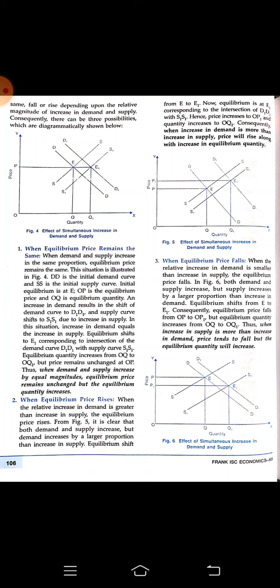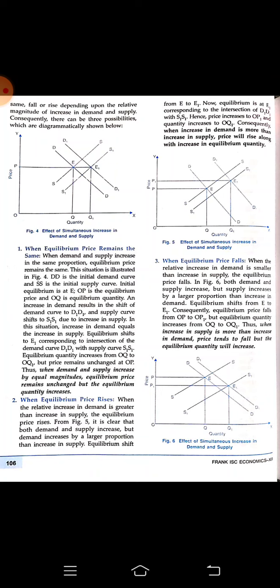Where the demand and the supply curve are meeting, we are getting E, and where they are increasing the demand and the supply, we are getting E1, right? So we can see that the quantity is changing. The equilibrium quantity has increased.